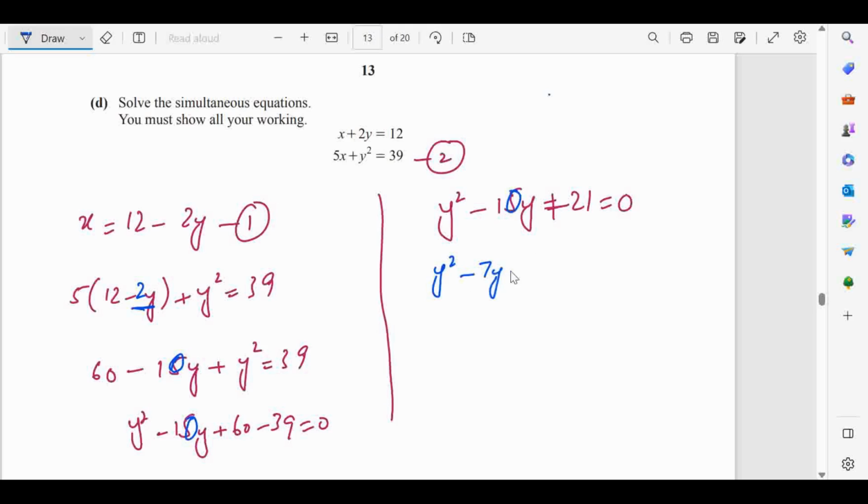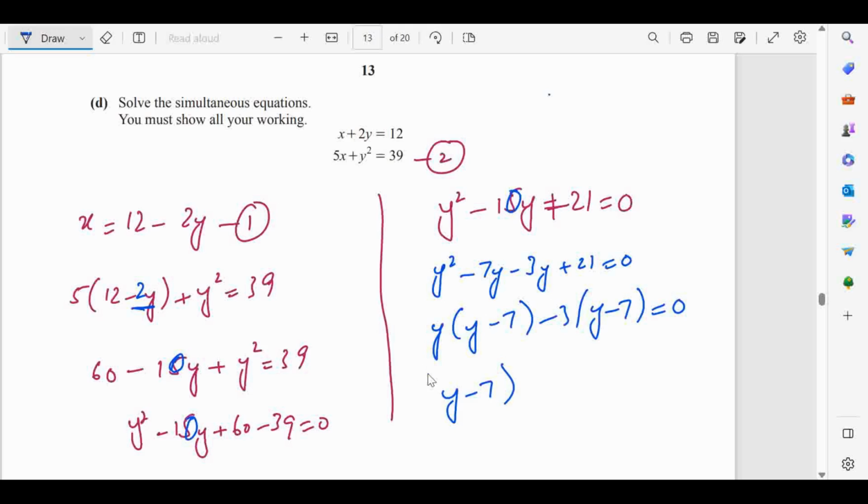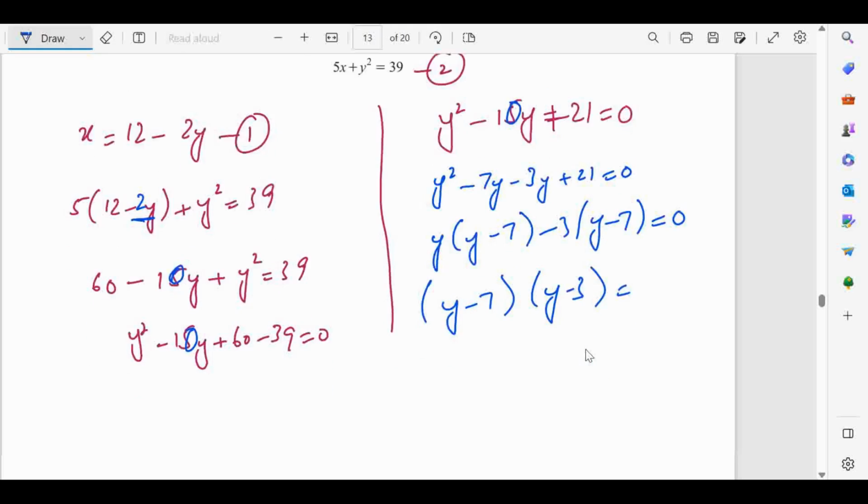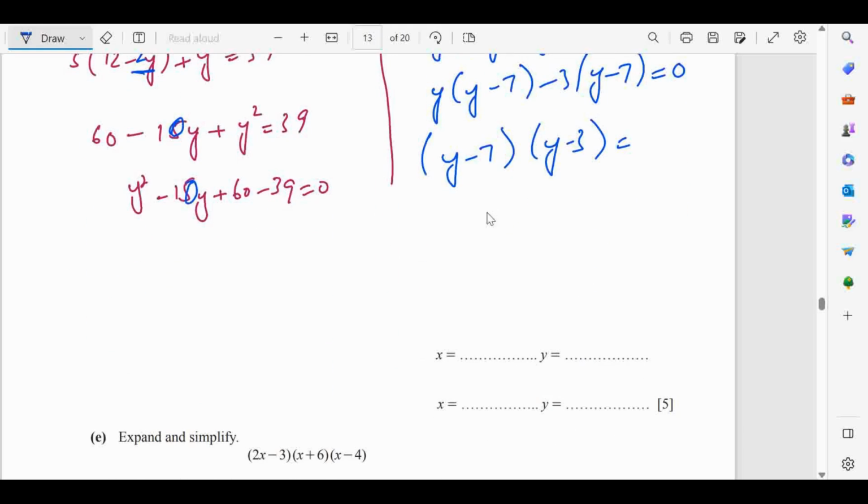Minus 7y minus 3y plus 21 is equal to 0. Take y as common, so y minus 7 minus 3 as common, so y minus 7 into y minus 3 is equals to 0. Now we will have two values of y. Y minus 7 is equals to 0, or y minus 3 is equals to 0. Y will be equals to 7 and y will be equals to 3. So we will have two values of y. One is 7 and one is 3.